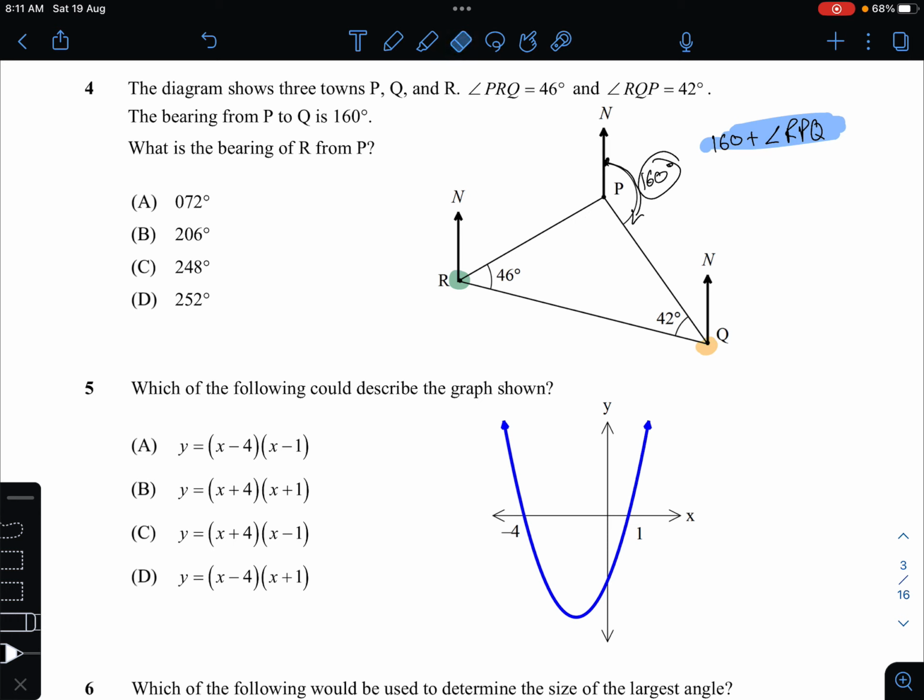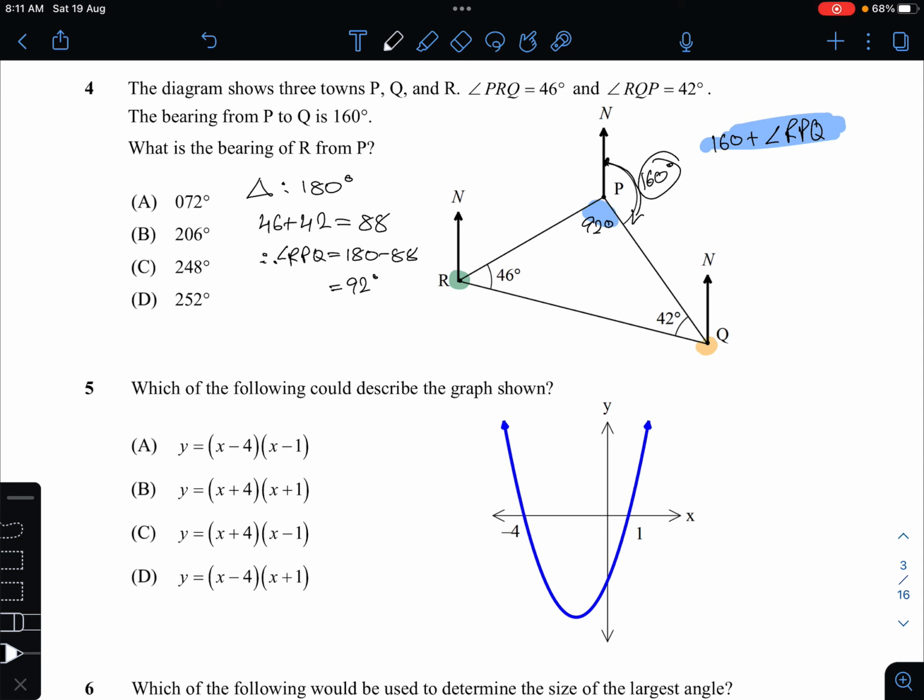And to work that out, we can use the internal angle of a triangle. If you have a triangle, the sum of all the angles is 180 degrees. Now we already have 2 of the angles, 46 plus 42 is equivalent to 88. Therefore, RPQ equals 180 minus 88 equals 92 degrees. So this bit in here is 92 degrees.